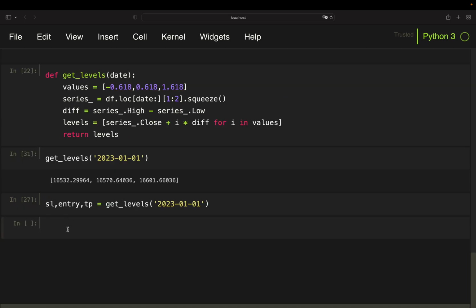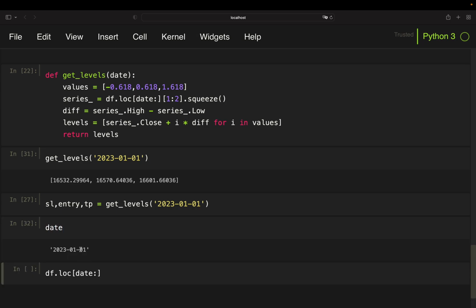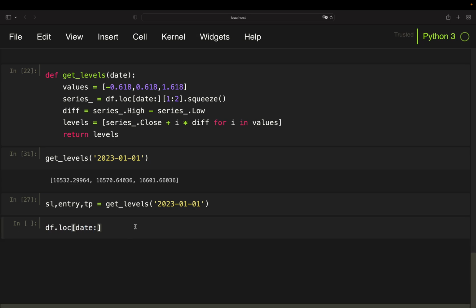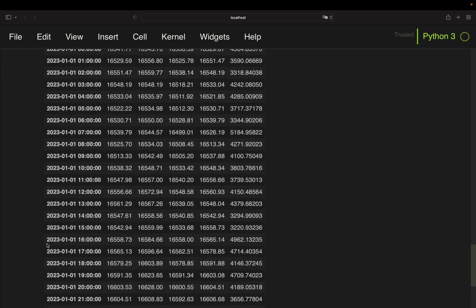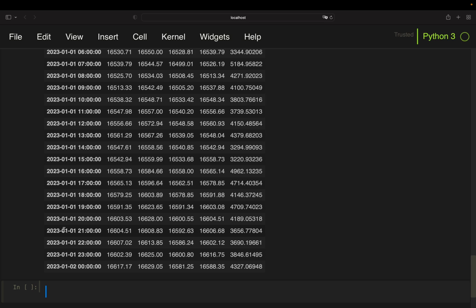And now I'm setting up a day one data frame, right? So I only want to have my data frame from the given date on. So my given date is the 1st January in this case. And then I'm only screening for the rows which are actually on this date and store that in day one. And with that, I only have the 1st January here up until the midnight candle here.